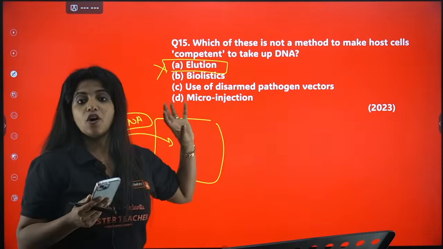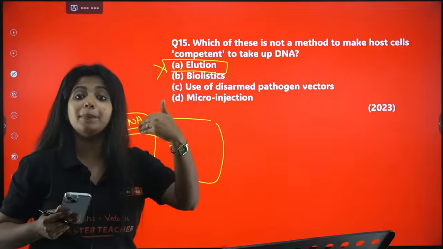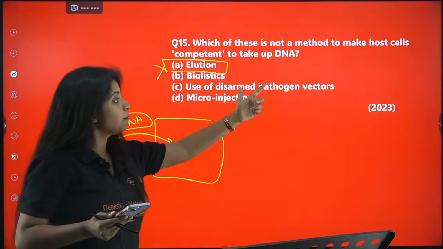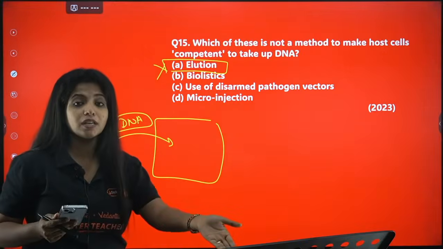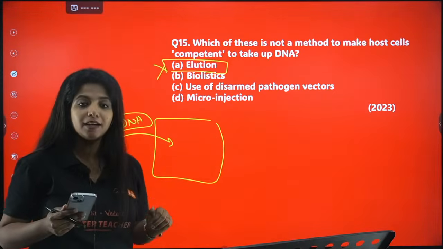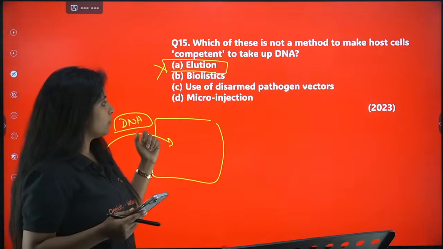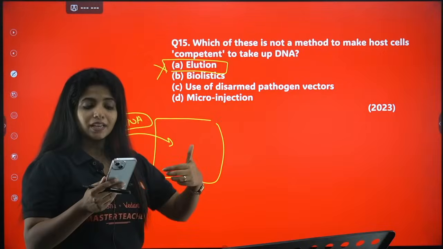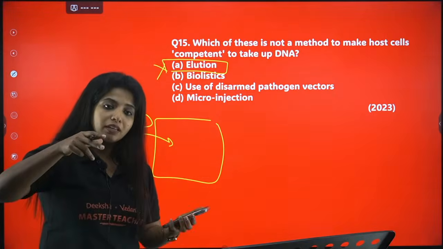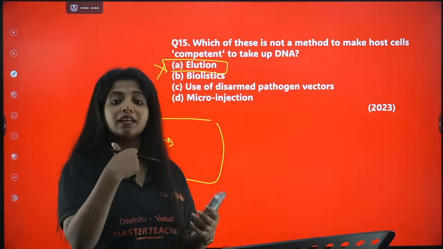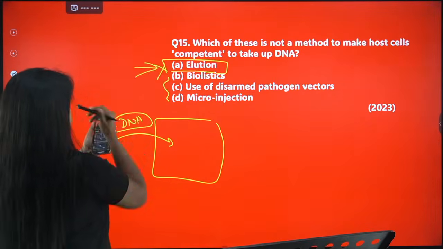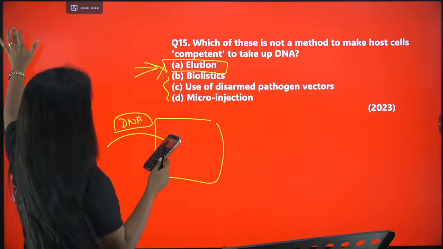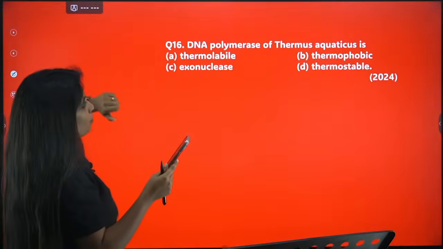Biolistics is a method of putting the DNA inside a plant cell. Use of a disarmed pathogen vector: you are again using it for transferring something inside an organism. That is why you call it a vector. Microinjection is used in the case of an animal cell, where with the help of a micropipette you are injecting the DNA. So three of them use the technique, but this does not, which is why A is your answer. Yes, Praveen, you are also super correct.